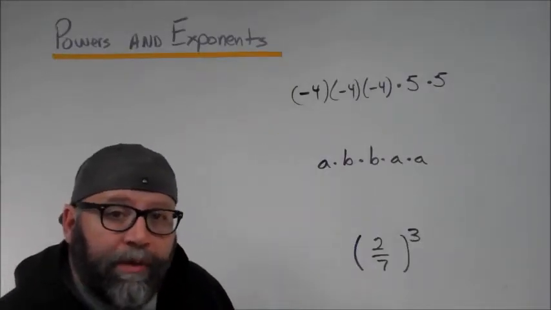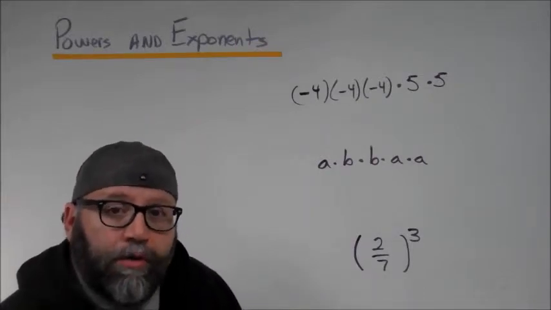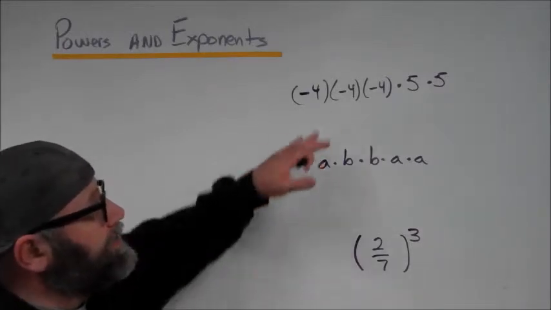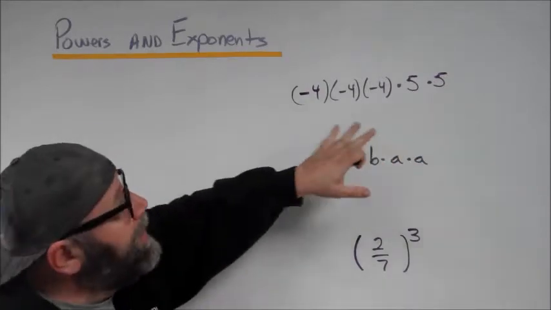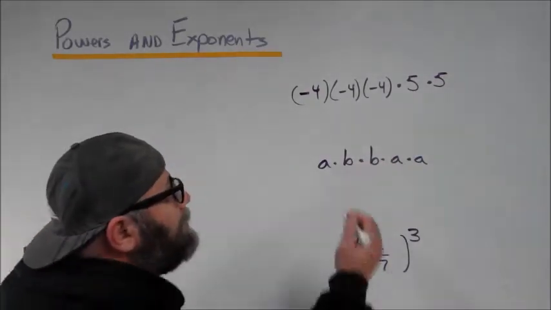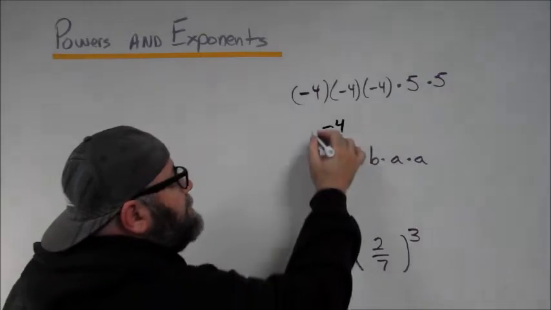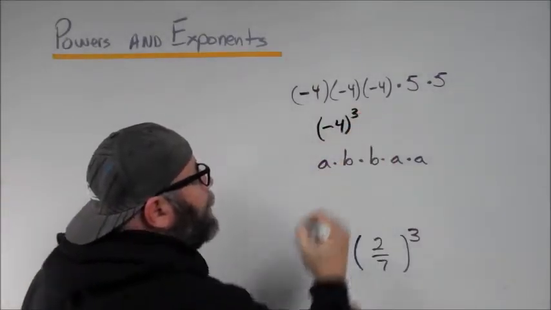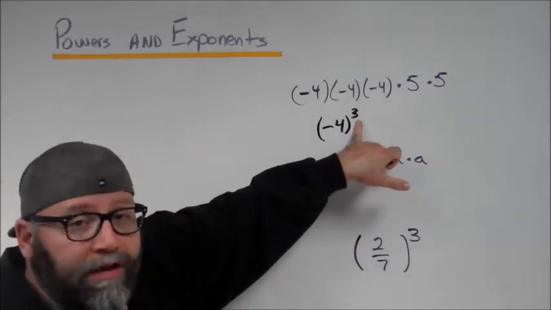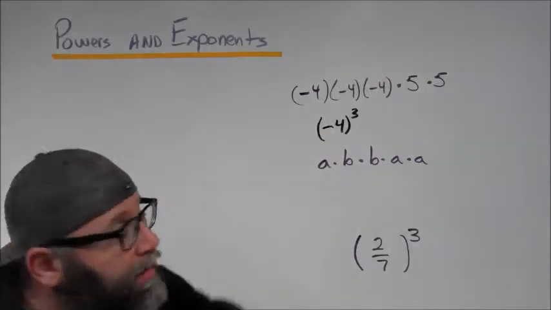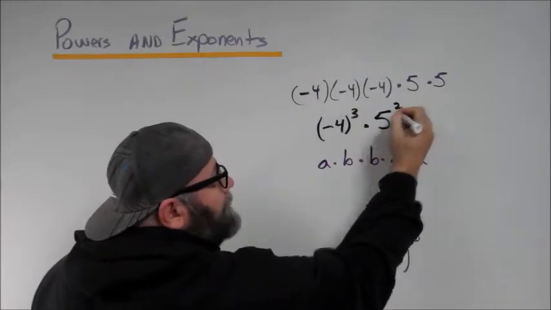Let's look at how we evaluate powers. If we have multiple factors of the same digit, we can write those as exponents to make things more clear. Let's look at the first example here. We've got -4 times -4 times -4 times 5 times 5. I've got 3 factors of -4, so I'm going to rewrite that as -4, but this is important: the parentheses matter here. -4 to the third, because that means it's -4 times -4 times -4. That exponent goes to the negative sign as well. So I have -4 to the third times, and I have 2 factors of 5, 5 to the second, or 5 squared.